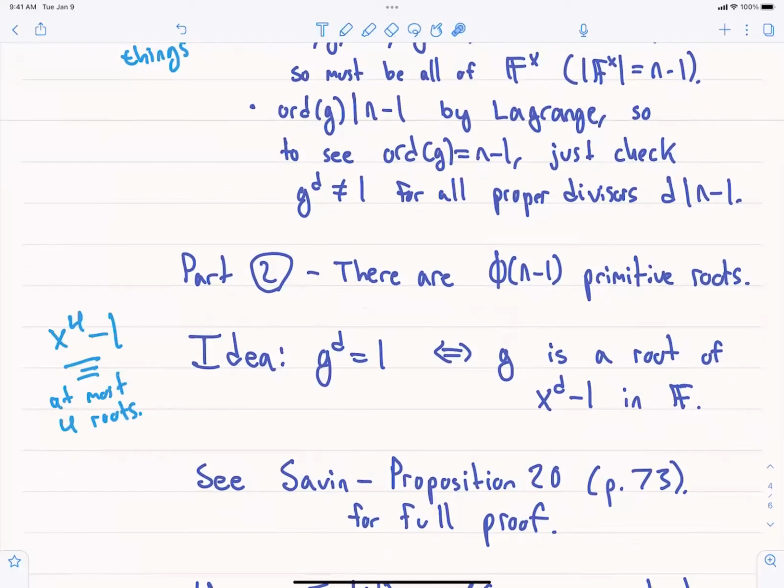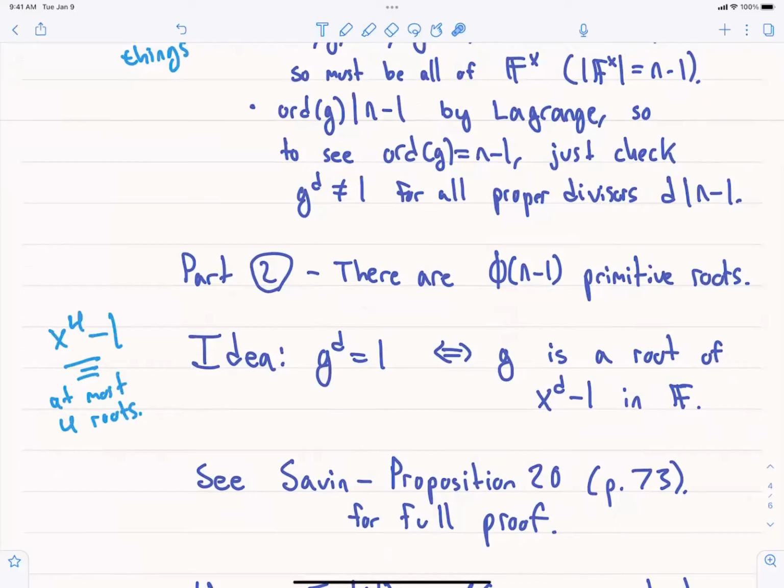And this is the general idea of what you have to show. You have to show that you can't have too many things of smaller order. And if you show that there aren't too many things of smaller order, that means you must have things of order n minus 1. And then if you do that carefully, you actually get this precise count. There are phi of n minus 1 things with order n minus 1.